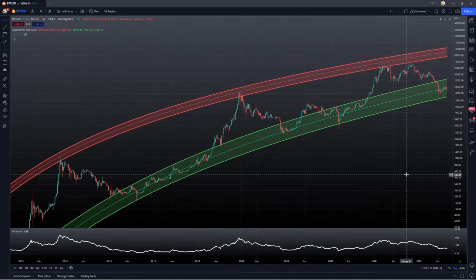Today I'm going to be providing a logarithmic regression curve analysis for Bitcoin on the long term. I'll talk about what this curve is, how it's calculated, why it can be useful, and then finally my takeaways on what this means for Bitcoin.